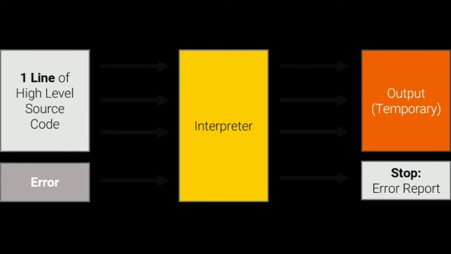So from this we can understand that an interpreter is considered to be better than a compiler, because the errors are reported and removed line by line. So these are the three types of translators. First one was assembler, second one was compiler, and third one was interpreter. Okay.